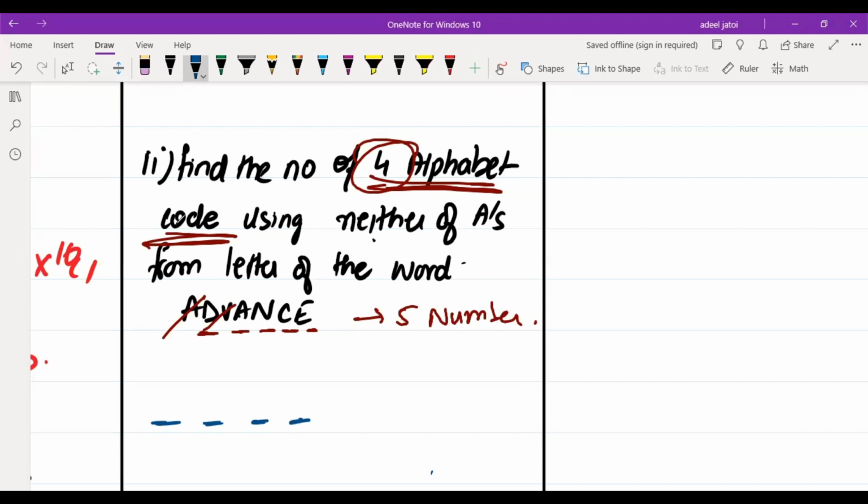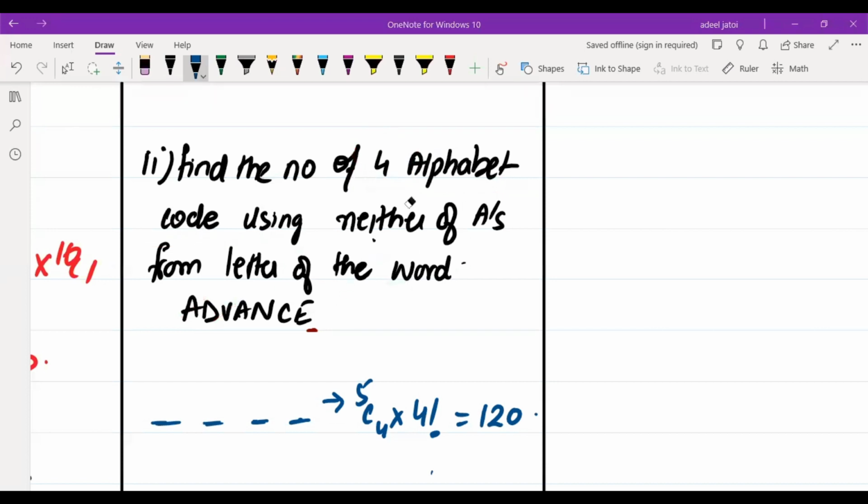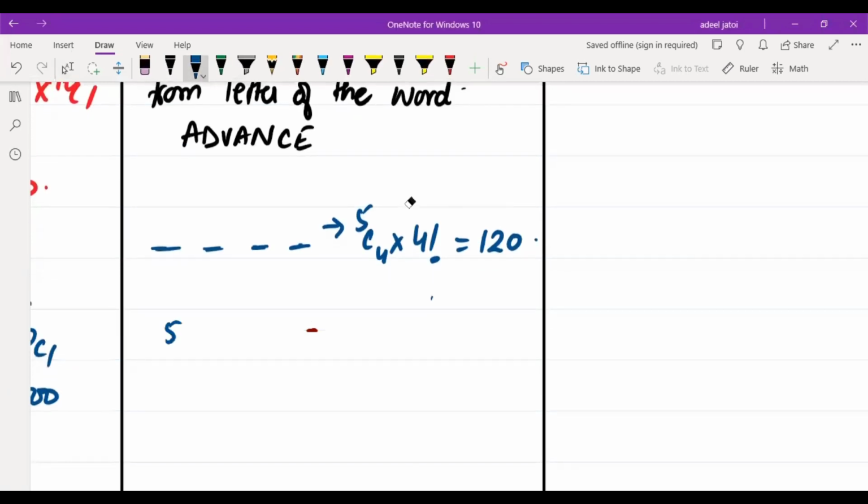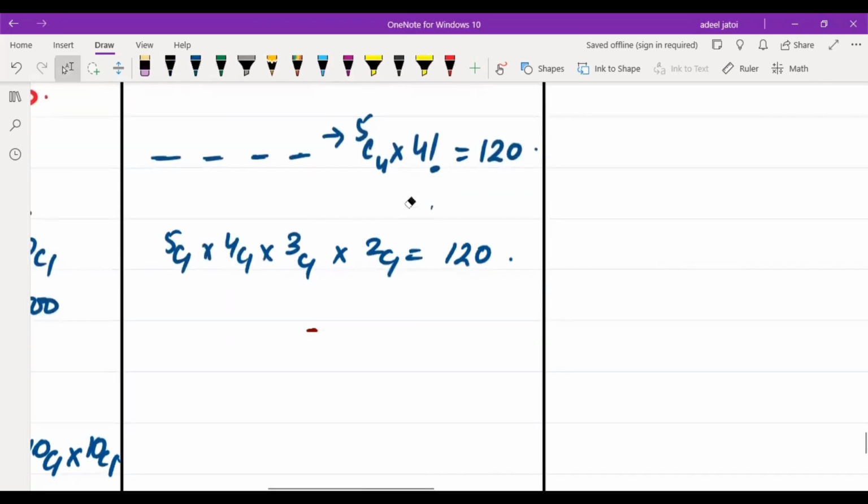So what we're going to do is use 5C4 into 4 factorial, because each alphabet is different. Considering this, we can also use 5C1, 4C1, 3C1, and 2C1. So the answer would be 5C1 into 4C1 into 3C1 into what? 2C1. Then again we have the answer of 120. And next part, if I just say repetition is allowed.